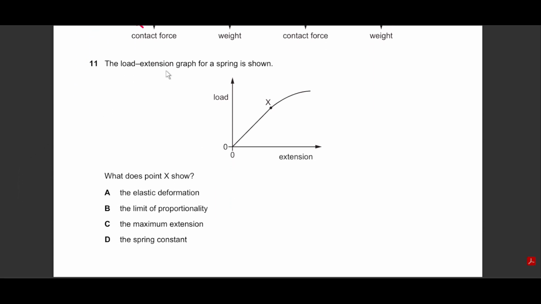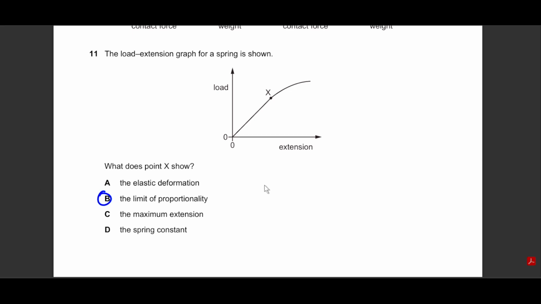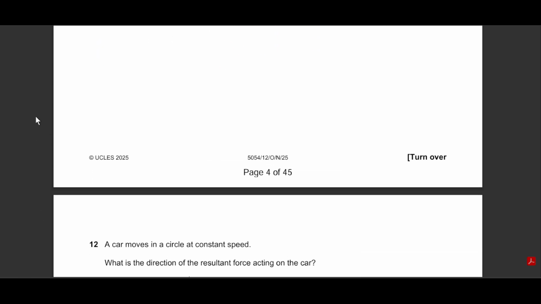Question number 11. Load extension graph. He says, what does the point X mean? It's the limit of proportionality. It's a fact-based question. It is repeated many, many times. Sometimes he's going to ask you about the limit of proportionality in the question and then ask you to pick a point, let's say A, B, C, and D. So it's generally before the curve, the point that is limit of proportionality.